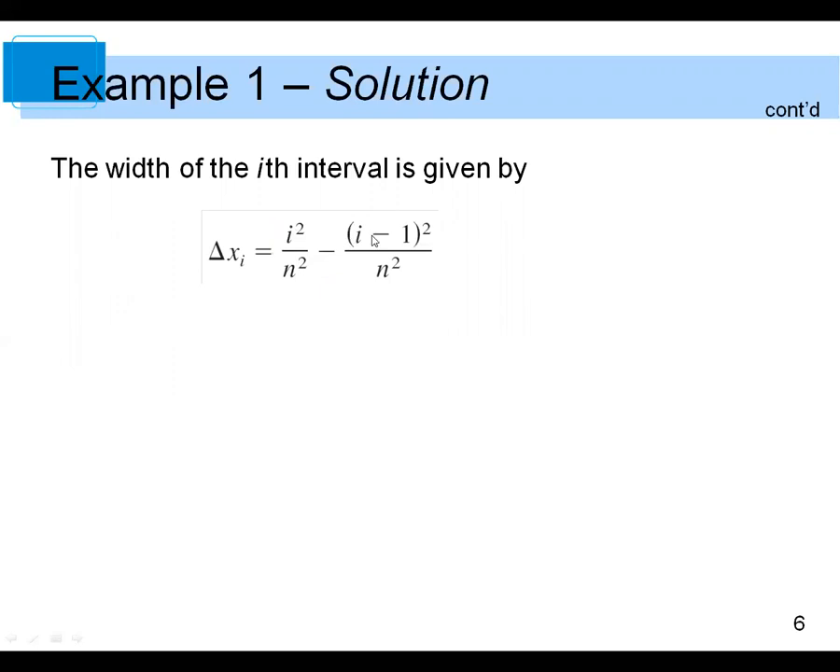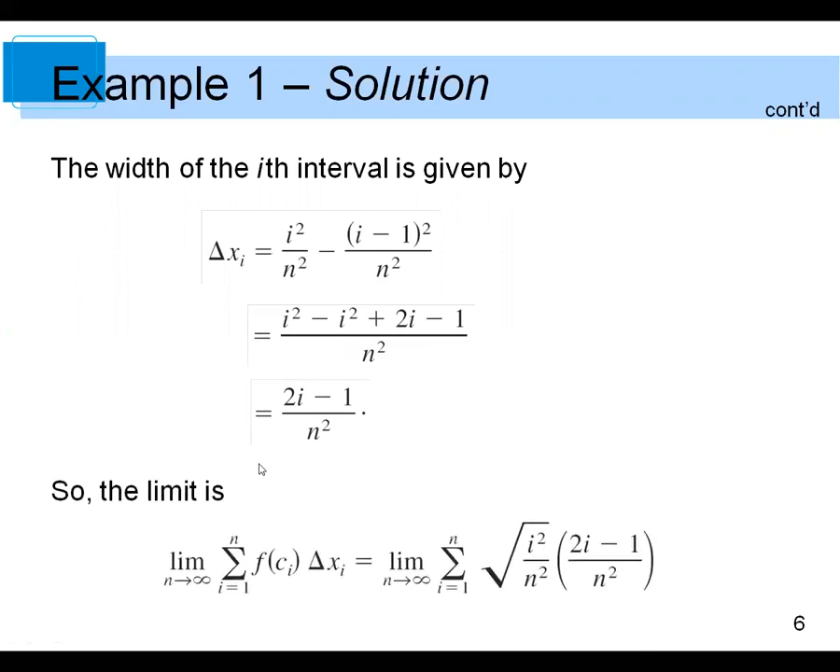So the width of the ith subinterval is given by delta x, which is i squared over n squared minus (i minus 1) squared over n squared. So it's like the right endpoint minus the left endpoint of the subinterval gives you the width of the subinterval. The reason we had to do it this way is because each subinterval has a different width. So if I FOIL this out, subtract, simplify, I would get (2i minus 1) over n squared, and that's what my delta x is.